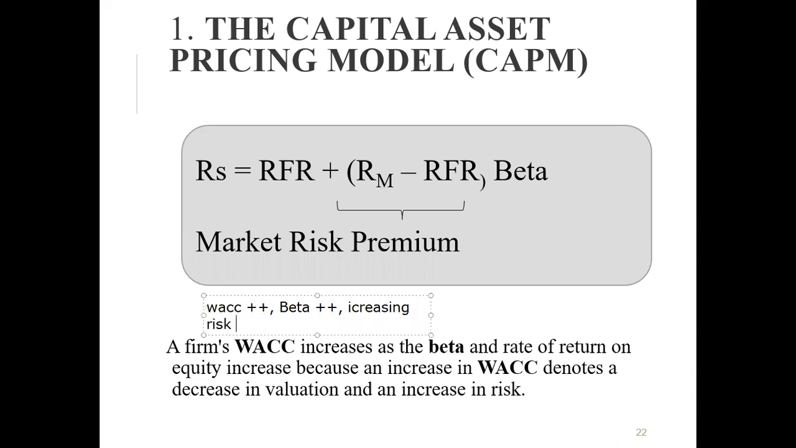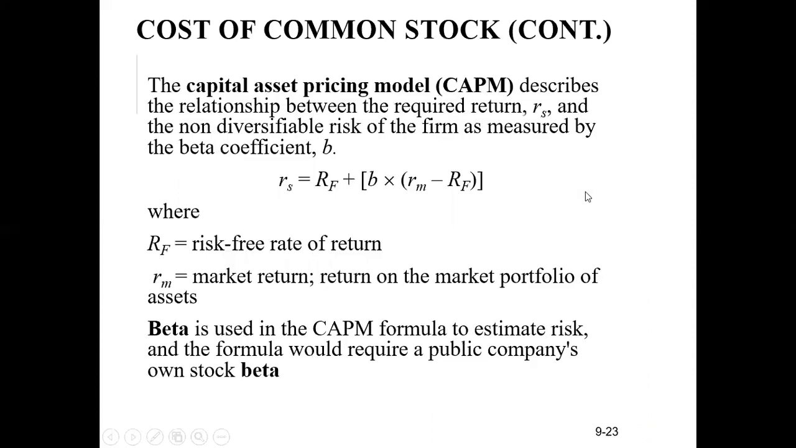So the risk is important. You can see the risk in the next video, where we compare between risk and return. This is important because the capital asset pricing model is one of the most important models, where this model reflects the required return, specifically from the non-diversifiable risk of a firm as measured by beta. And the non-diversifiable beta is important because we will use it in our model to estimate risk, and the formula would require the public company's stock beta. So this is the beta that we're going to reflect on how we can calculate.